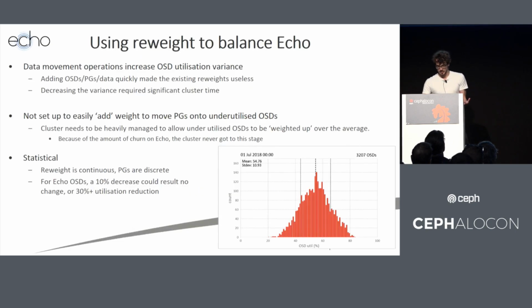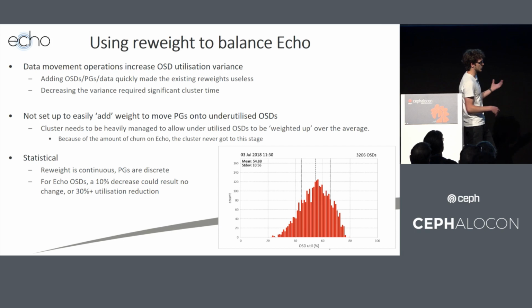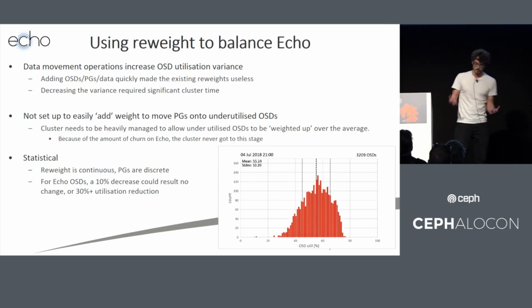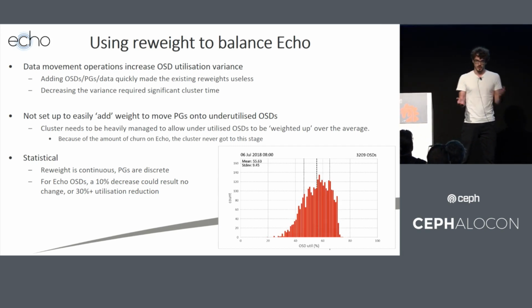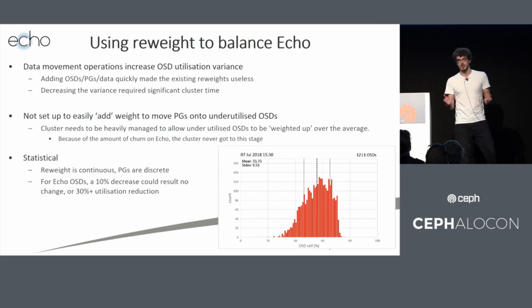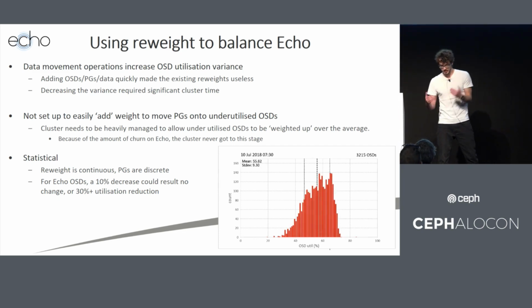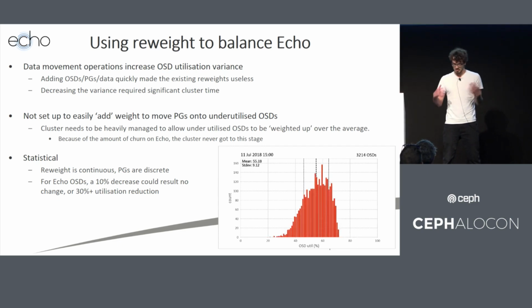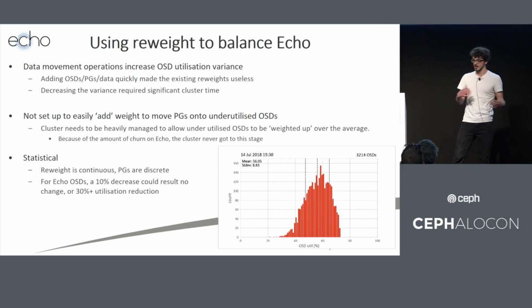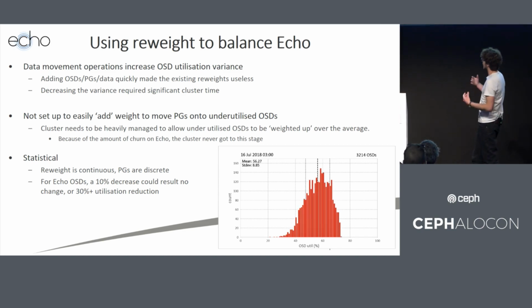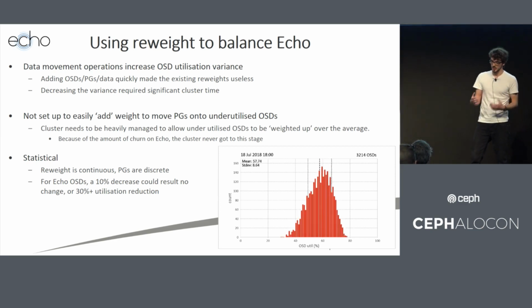However, as I said, it was a busy month for Echo. We ran 7 large reweight by utilization runs that would each take 2 to 3 days of backfilling. This was effectively moving petabytes of data around the cluster over the course of a month to try and improve the distribution. It was improving the distribution, but not at the rate we needed.